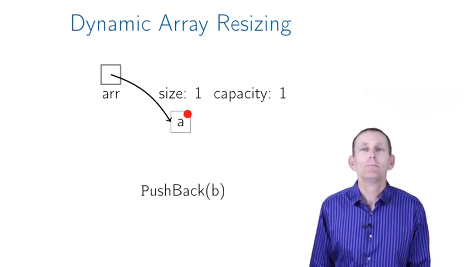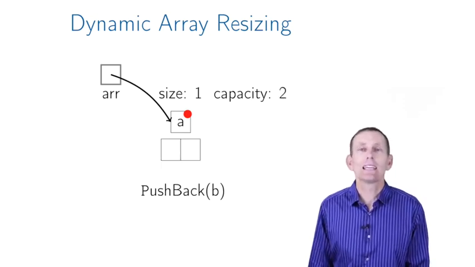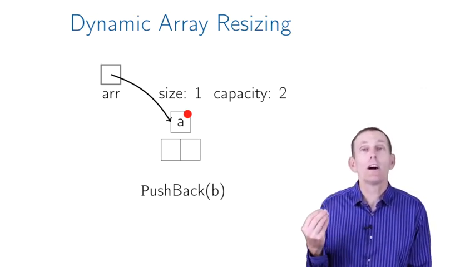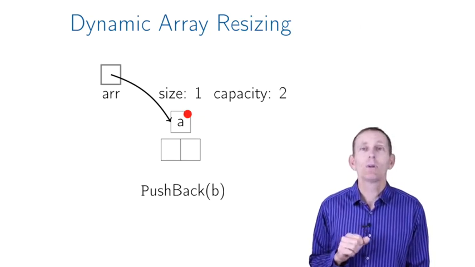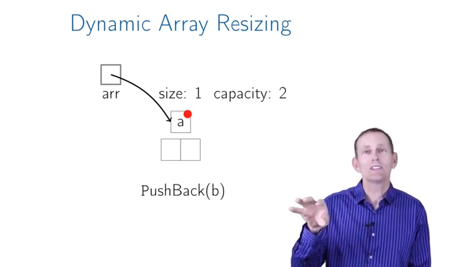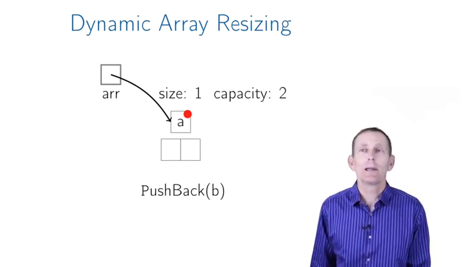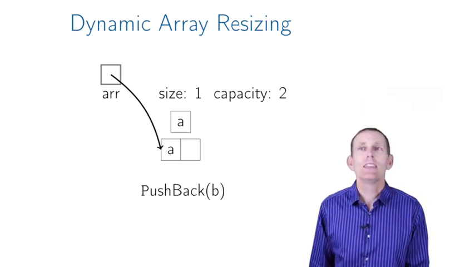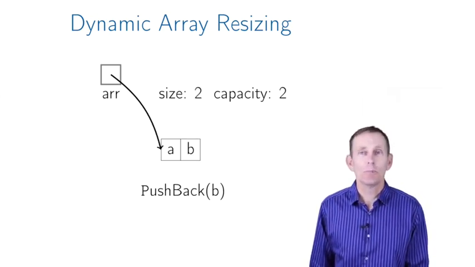We push in B. There's no space for B, so we've got to allocate a larger array and then move A. How are we going to pay for moving A? Well, with the token that's already on A. So we prepaid this moving A. When we initially put A into the array, we put a token on it that would pay for moving it into a new array. So that's how we pay for moving A. Then we update the array, delete the old one, and now we actually put B in.